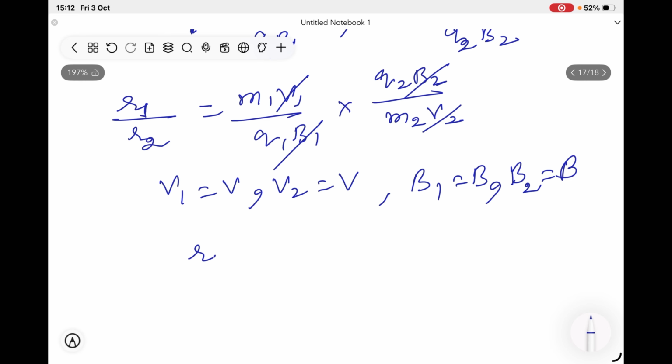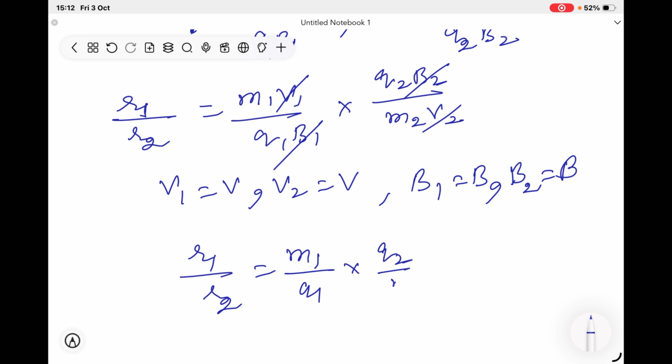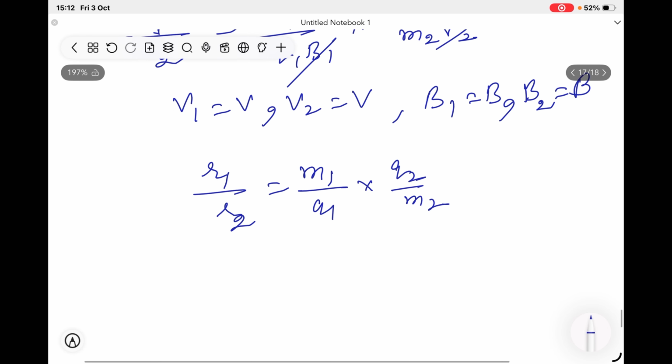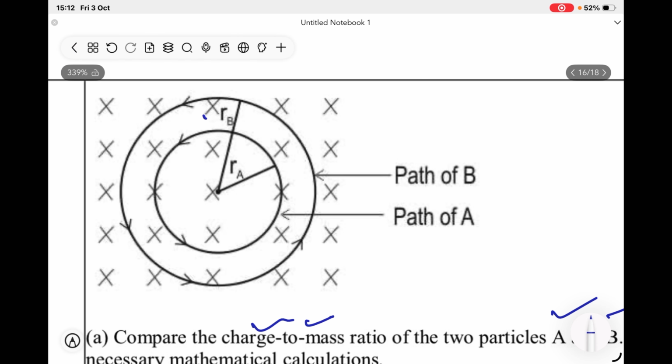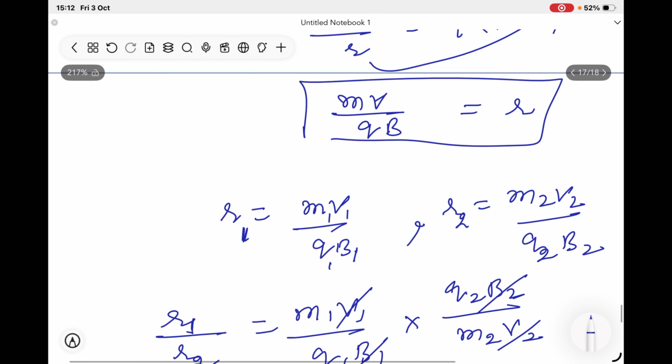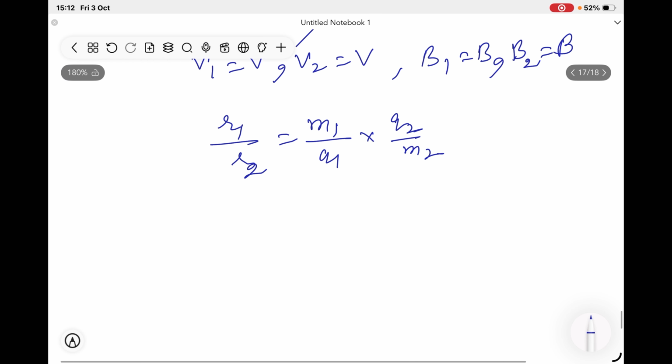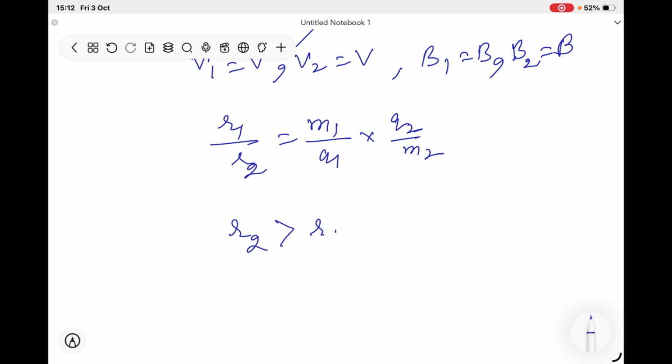Now what are we left with? R1 by R2 equals M1 by Q1 into Q2 by M2. So now you should see the diagram. Whose radius is more? Radius of B is more, as in 2 is more. Radius of A is less and radius of B is more. So R2 is more than R1. So I will use that fact that R2 is greater than R1.